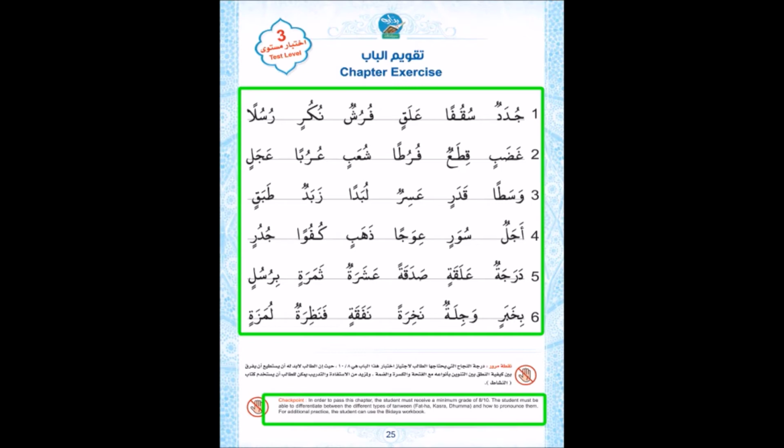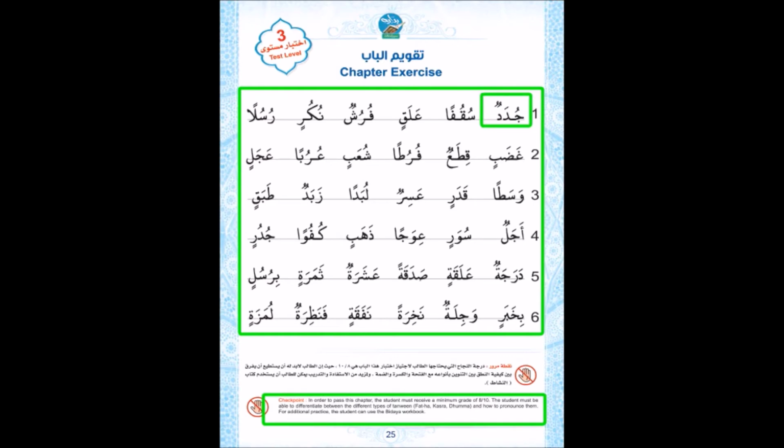So we want to ensure that we don't simply pass the student by if he or she reads all of the words in the chapter. We want to make sure that they've grasped the concepts and that they're able to continue to the harder concepts in the following chapters. In order to pass this chapter exercise, we want the student to differentiate very clearly between the different types of tanween.